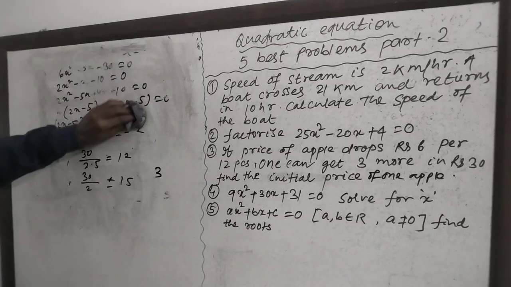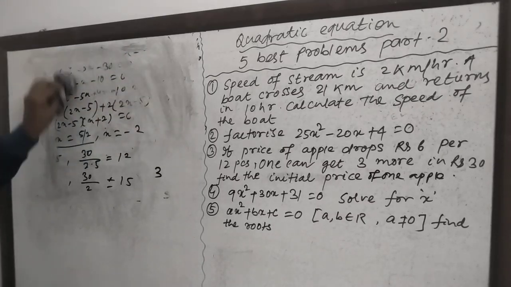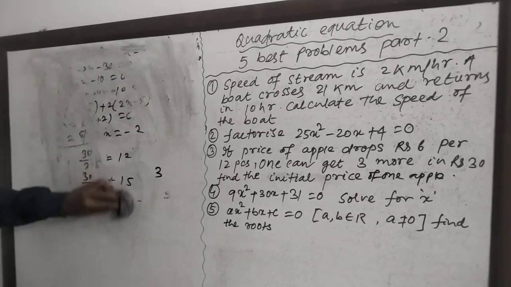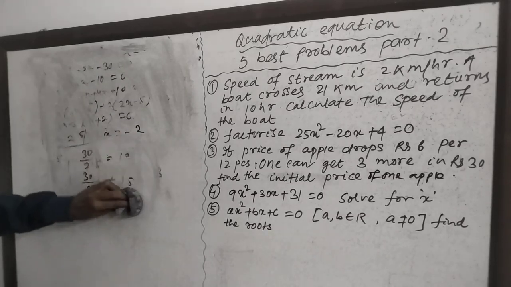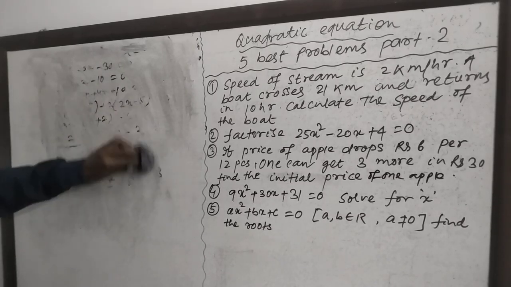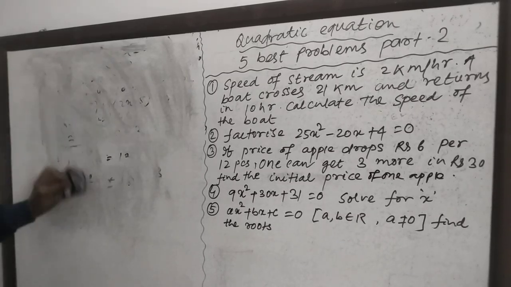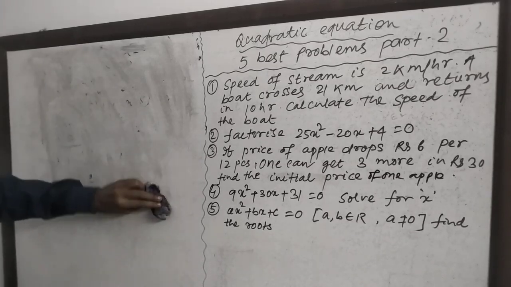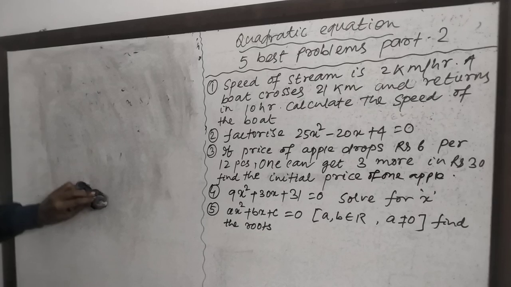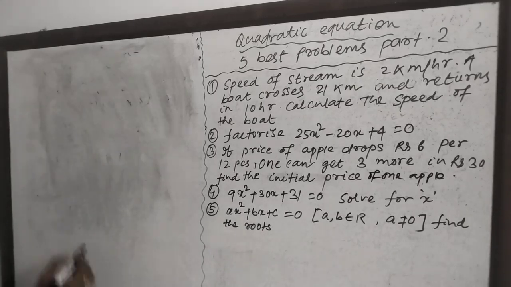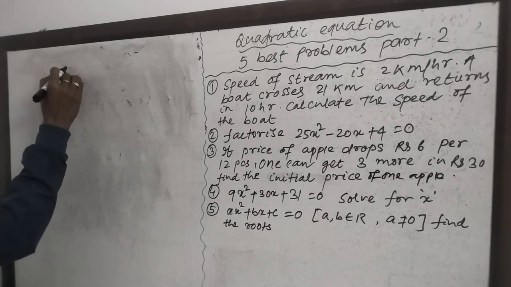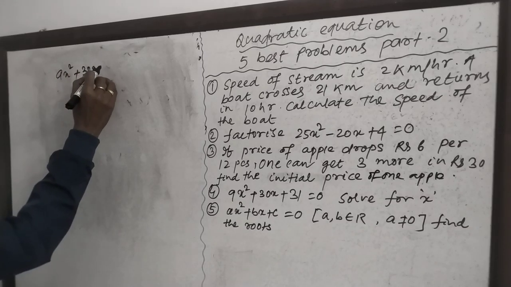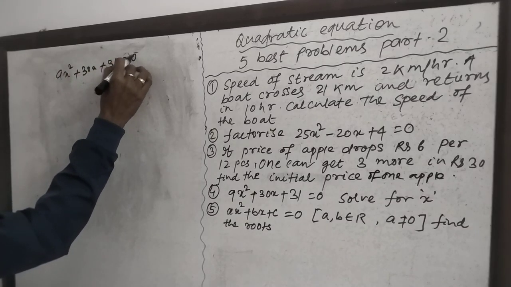Now solve for x. 9x square plus 30x plus 31 equal to 0.